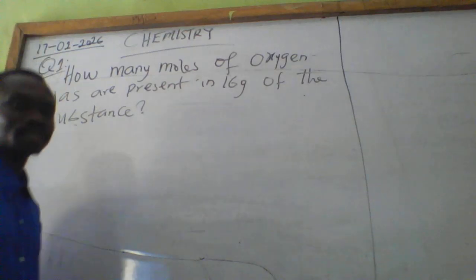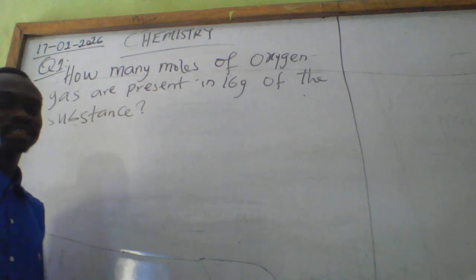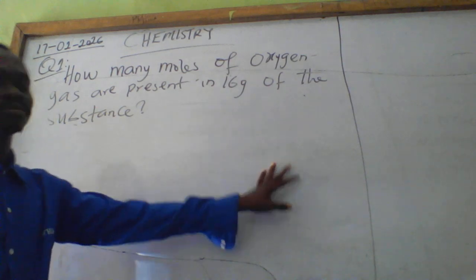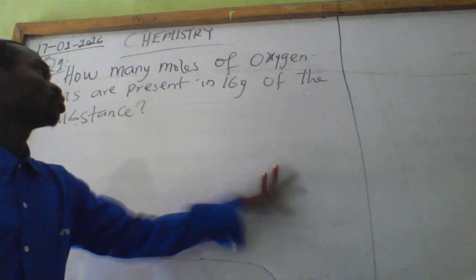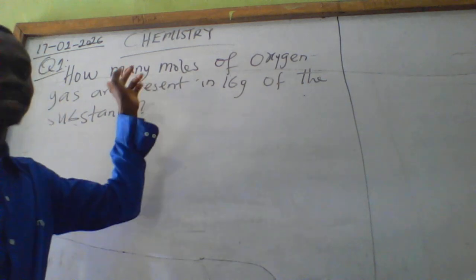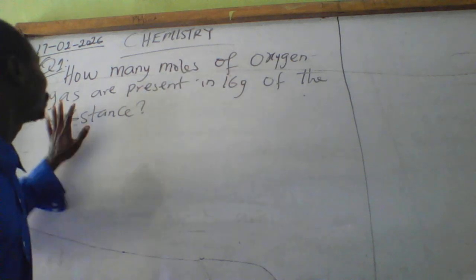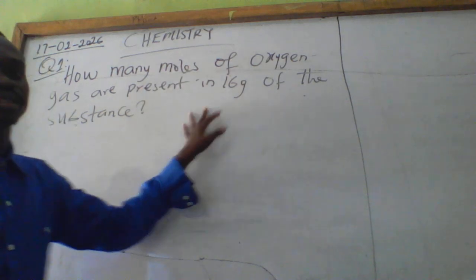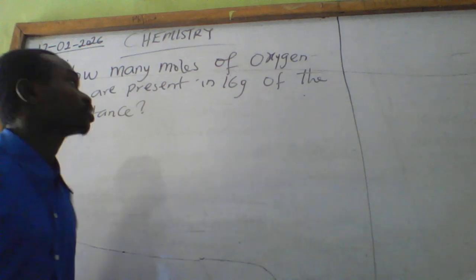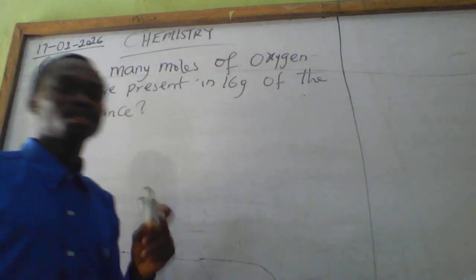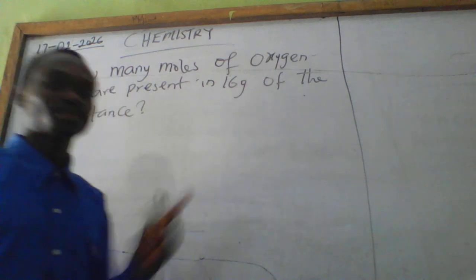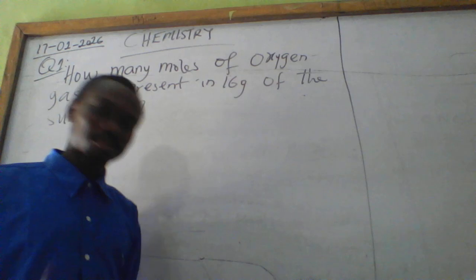So welcome back. I gave a try exercise in the last video, so we're going to solve it together today. We said, how many moles of oxygen gas are present in 16 grams of the substance? This is the first mole relationship. Like I said, mole is the amount of substance, so mole is the same as amount.